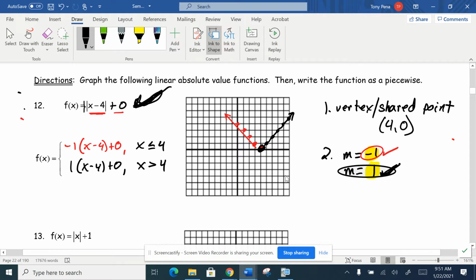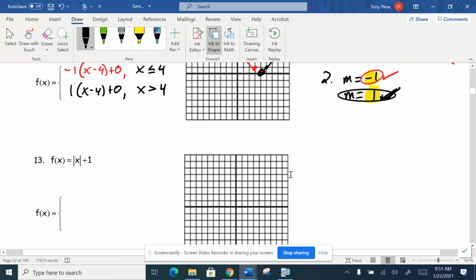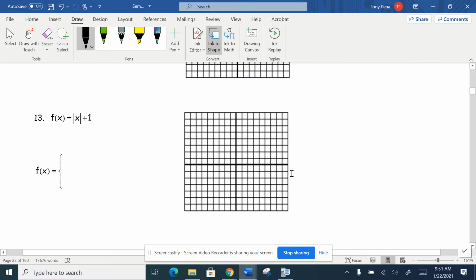So now 13, without any of me writing anything down, I'll give you 2 minutes. Finish 13, see what you think here. See if you can first graph that, and then see if you can write this equation.